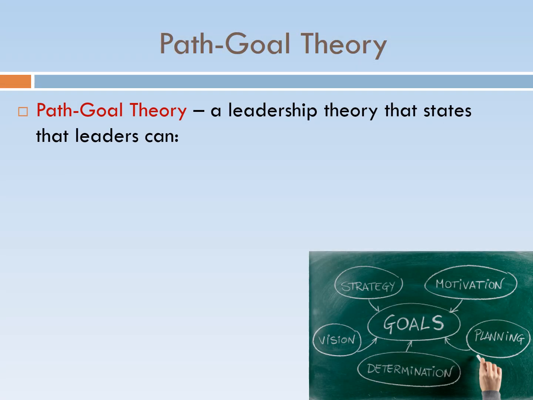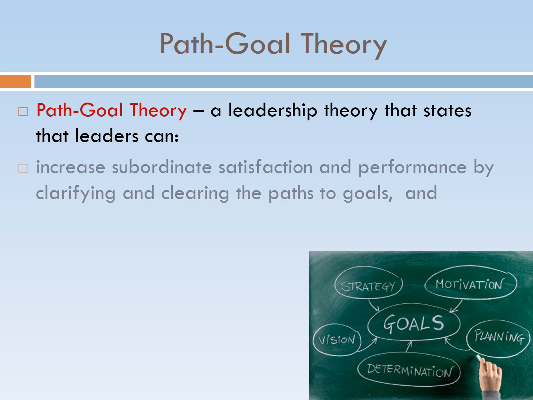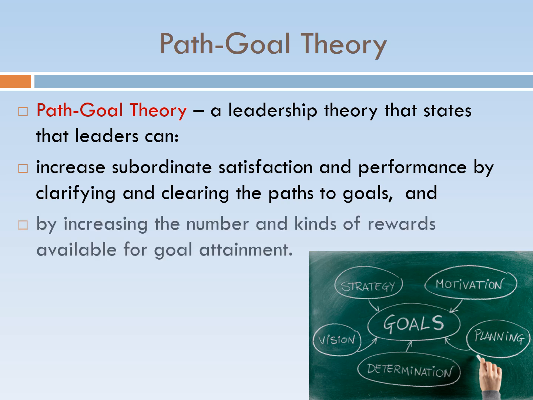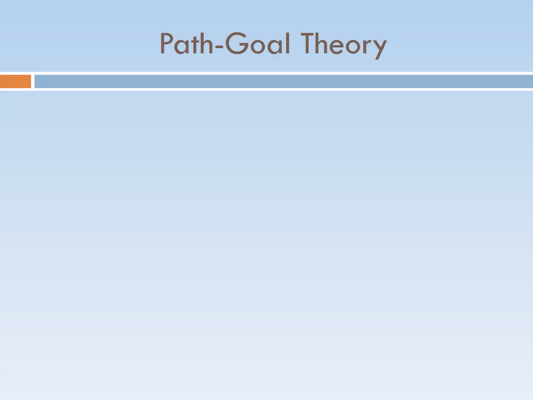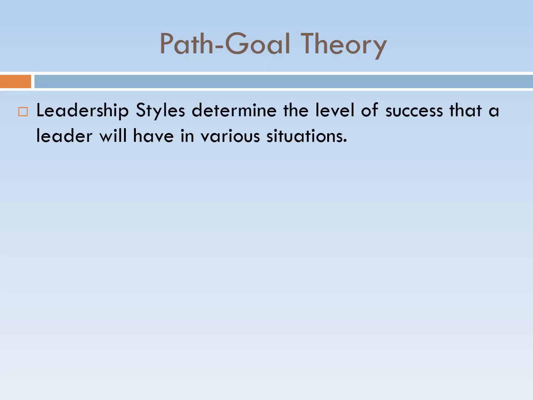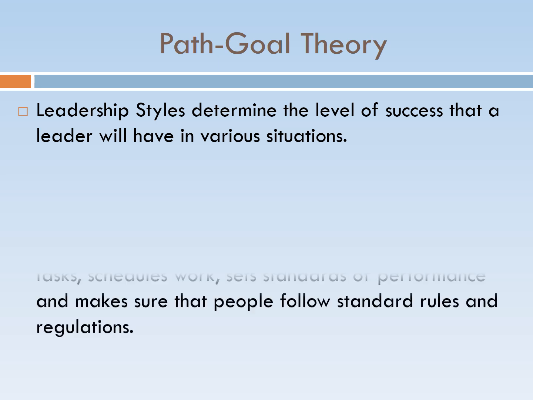The path-goal theory is a leadership theory that states that leaders can increase subordinate satisfaction and performance by clarifying and clearing the path to goals, and by increasing the numbers and kinds of rewards available for goal attainment. Leadership styles determine the level of success that a leader will have in various different situations.